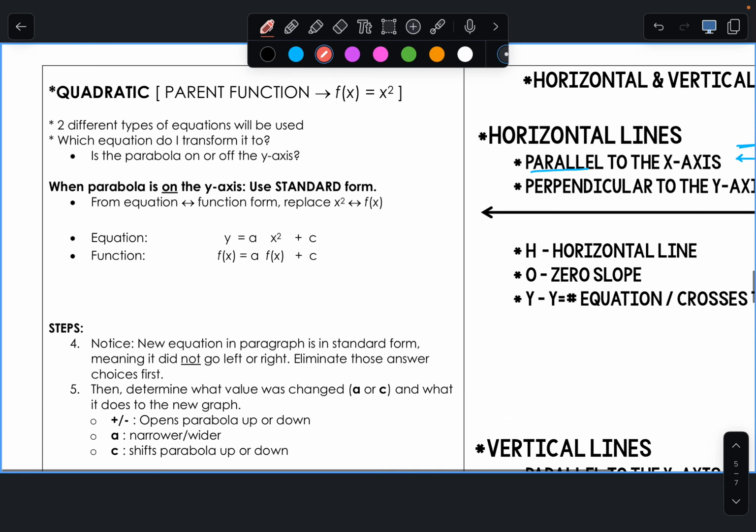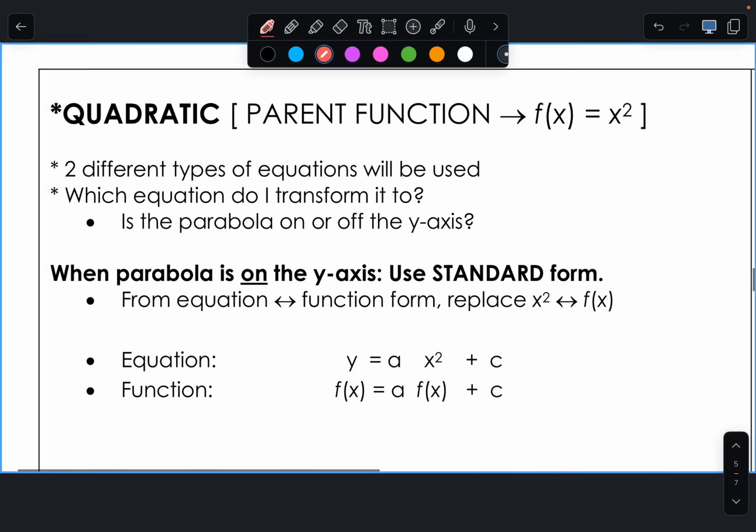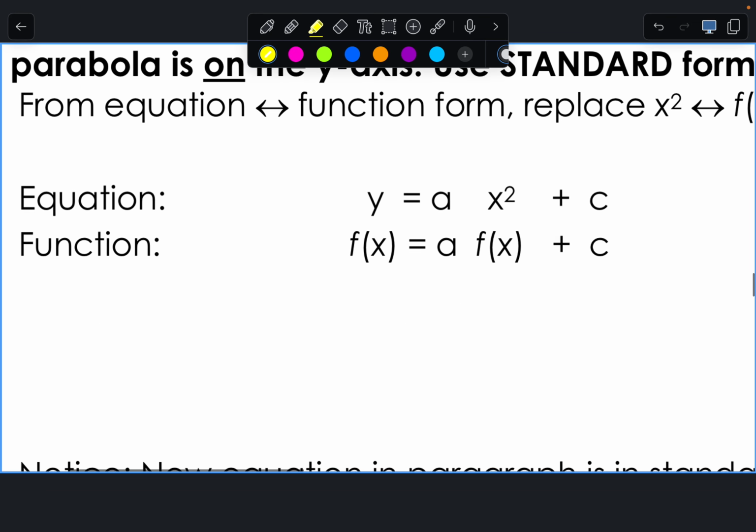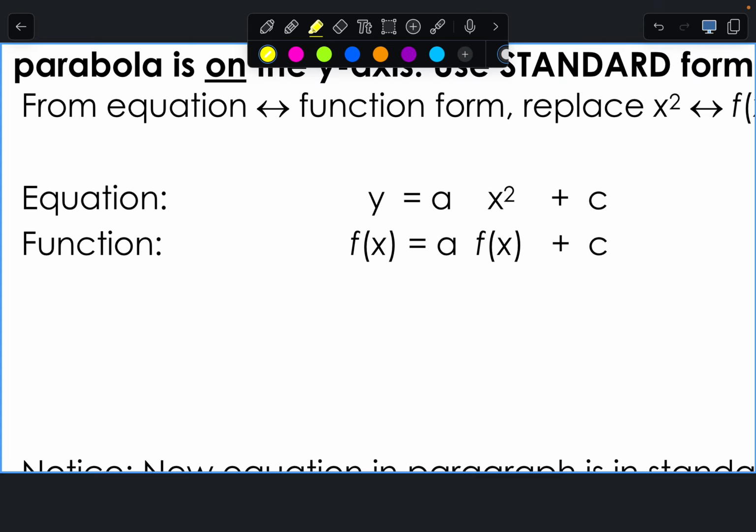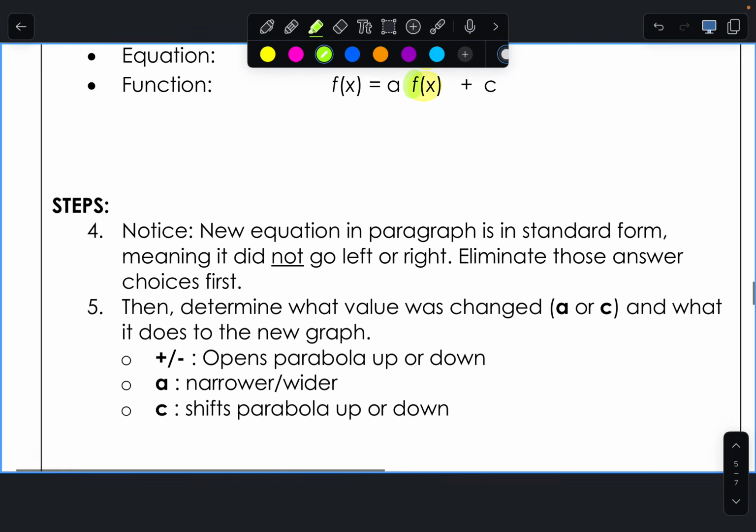Quadratics. Your parent function for a quadratic is f of x equals x squared. So these are the ones that are interchangeable. They're swappable, okay? In equation form, y equals x squared plus c, where you change the x squared to an f of x. Notice, the squared goes away and they put an f in the front. That's one of the biggest things to remember.